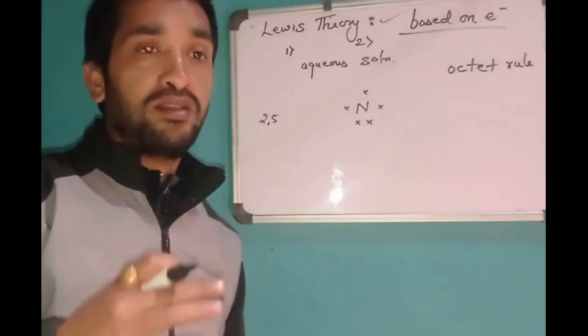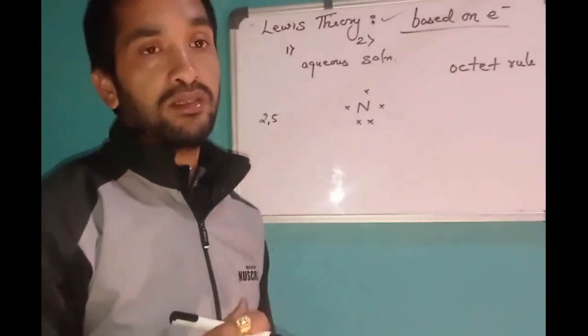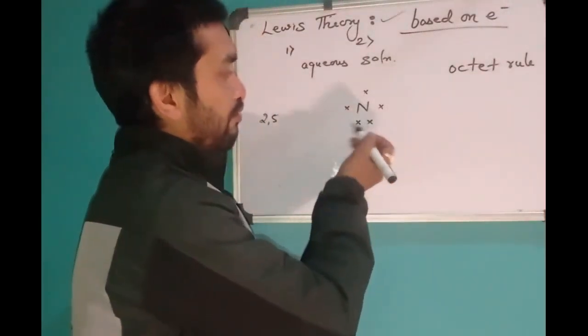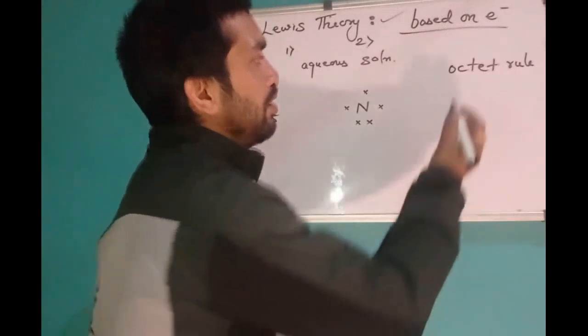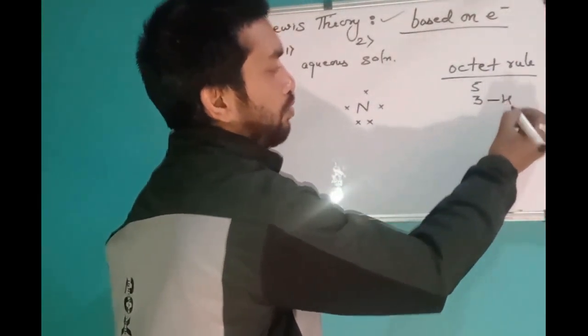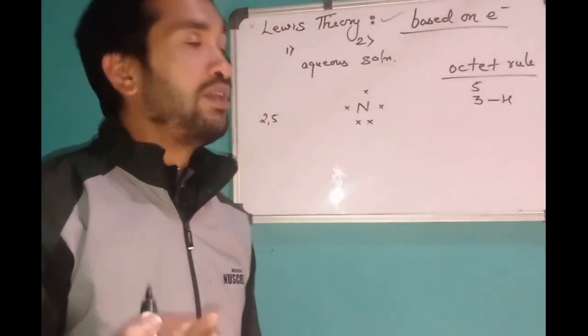The octet rule says that in the valence shell there should be 8 electrons. Octet comes from the word octa, and octa means 8. So just see, 5: the valence shell contains 5 electrons. How many more are needed for an octet? 5 are already there, so you need 3. It means 3 hydrogens, because a hydrogen can give only a single electron.